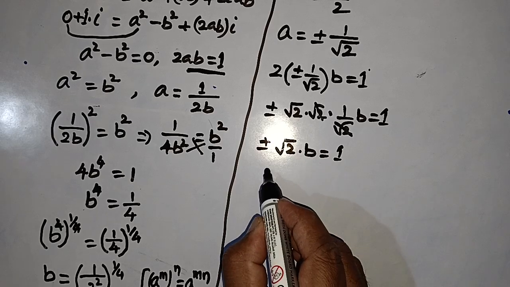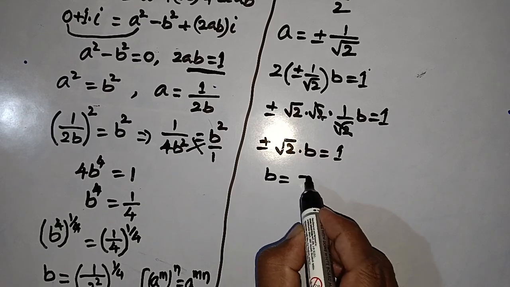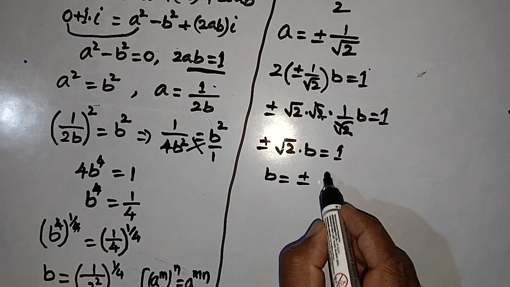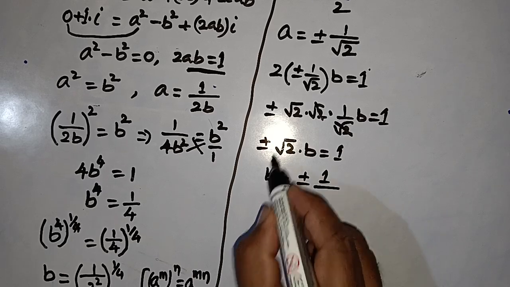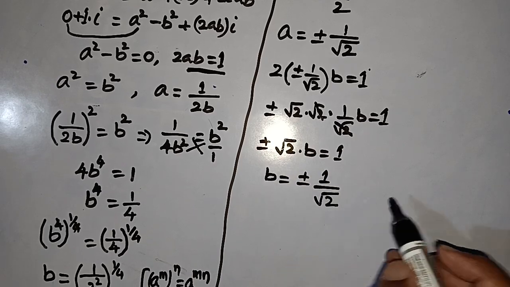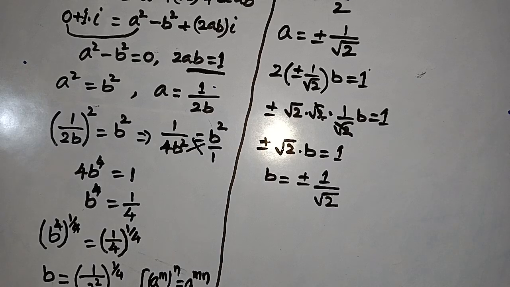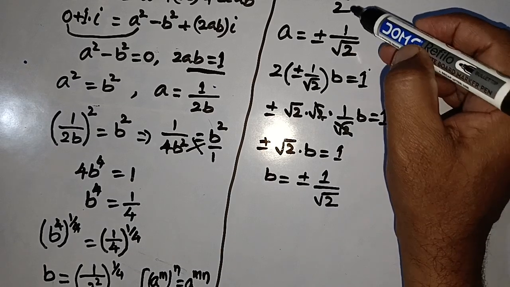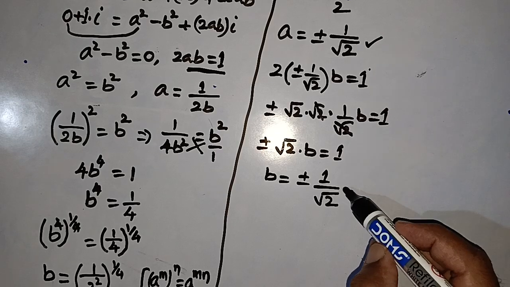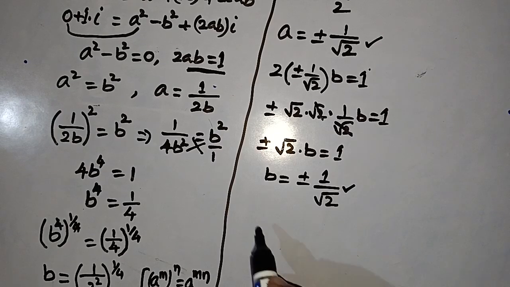So from this one, what is b? B is also plus or minus 1 by root 2. So here we have got the values of a and b. A is plus or minus 1 by root 2 and b is also plus or minus 1 by root 2.